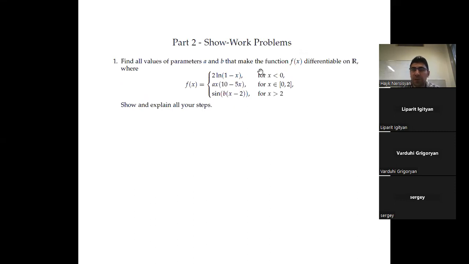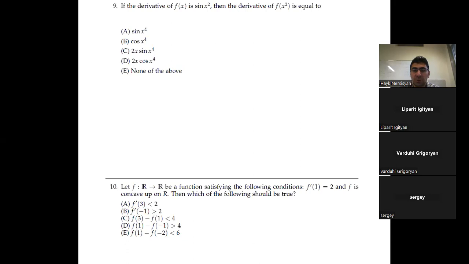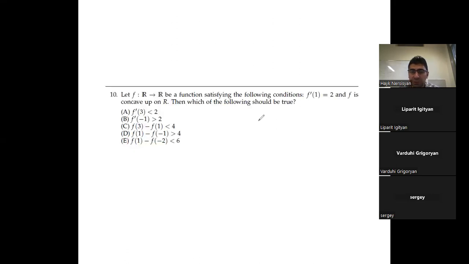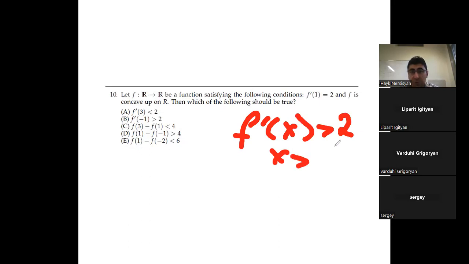If function F prime is increasing, let's see what we can have for the derivative. So F prime of x will be greater than 2 if x is greater than 1, and it is smaller than 2 if x is smaller than 1. A says derivative at 3 is less than 2. Wrong. F prime at -1 is greater than 2. No, it's smaller because function is concave up. So F prime is increasing. What about the remaining 3 answers here, guys?